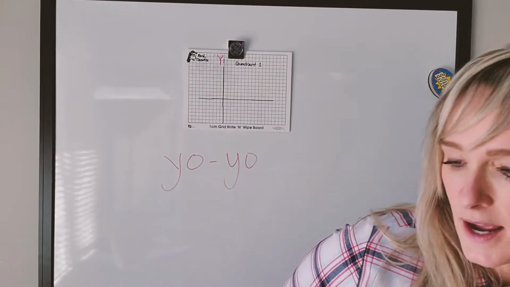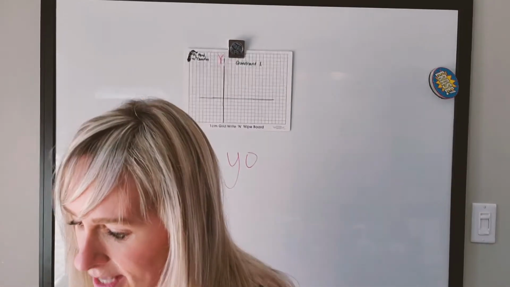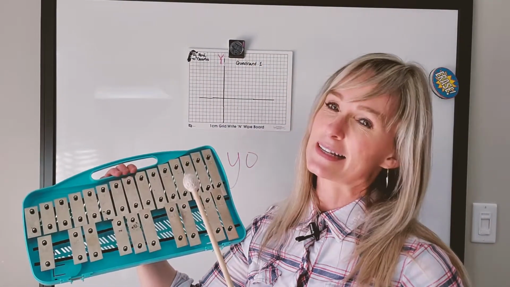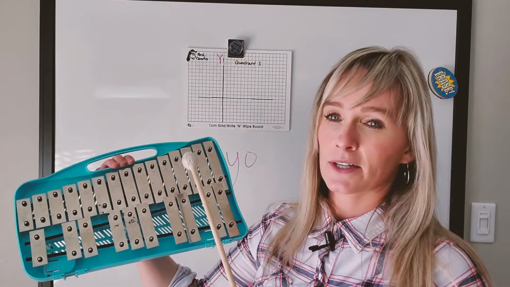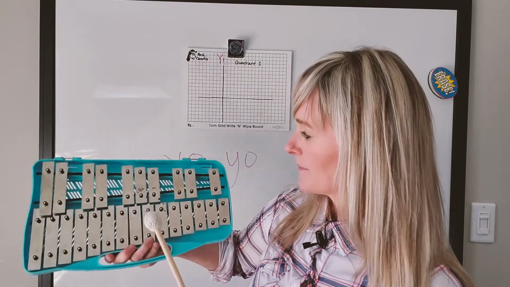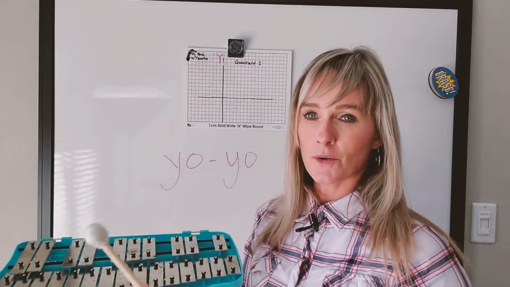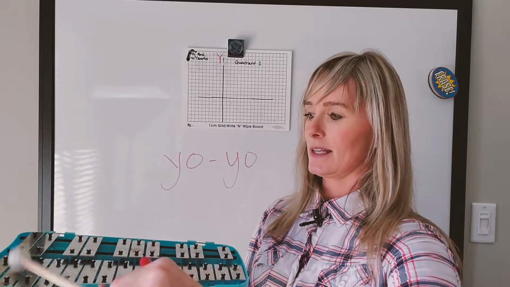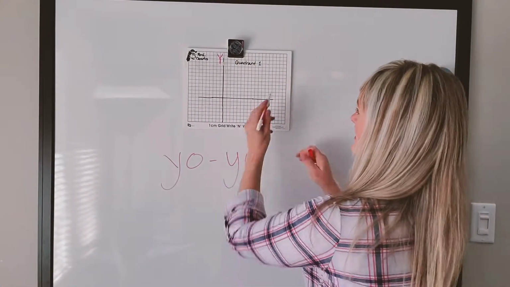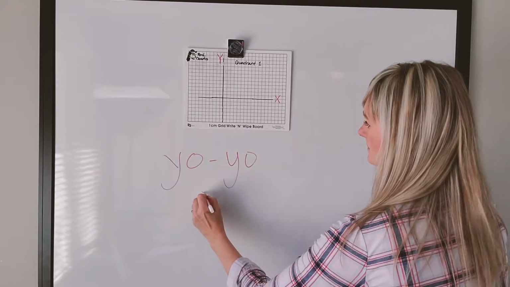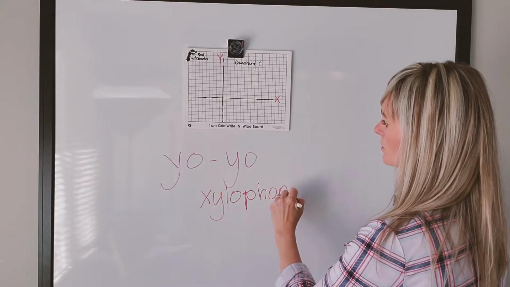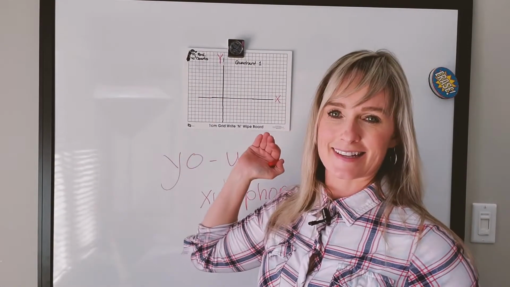Okay, what about our other axis, which is X? So I'm borrowing one of the kids'. This actually is not a xylophone. It's actually a glockenspiel, but we're going to pretend. And it's upside down. So a xylophone normally is down like this, and you play it like this. So we're going to use that horizontal X for X xylophone to remember that that is the x-axis.